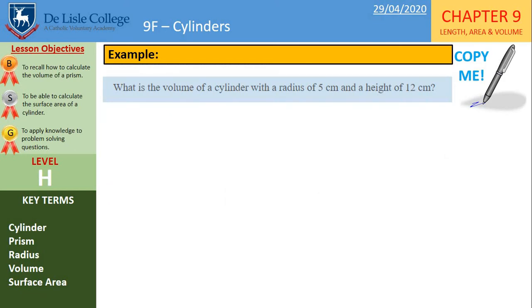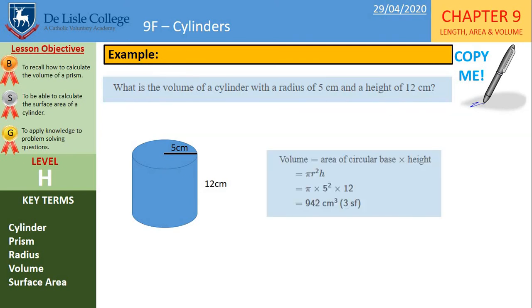Okay, we're going to use this to do an example which you're going to copy down. Now, if you don't want to copy the words of the question, sketch a diagram and it has all the information there. So we're going to calculate the volume. Therefore, using pi r squared h, we're going to have pi times by 5 squared times by 12. And that will give us 942 centimetres cubed to three significant figures.